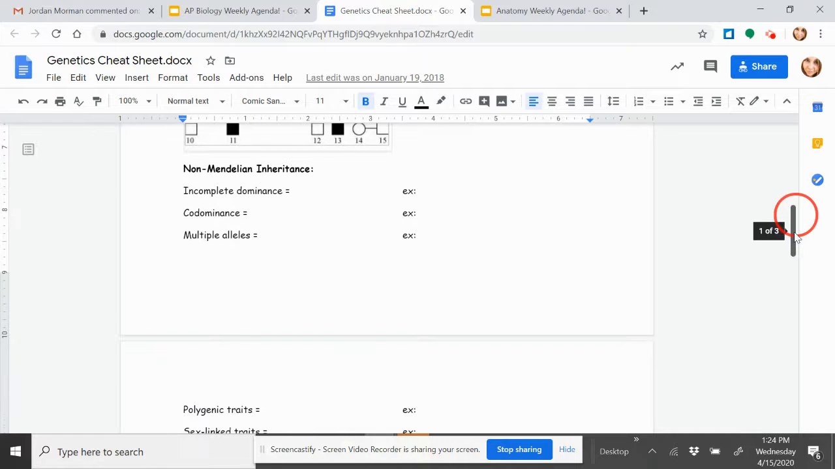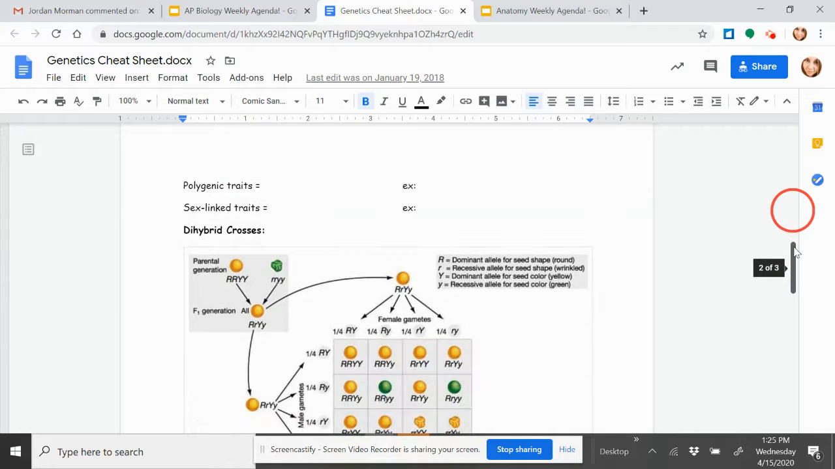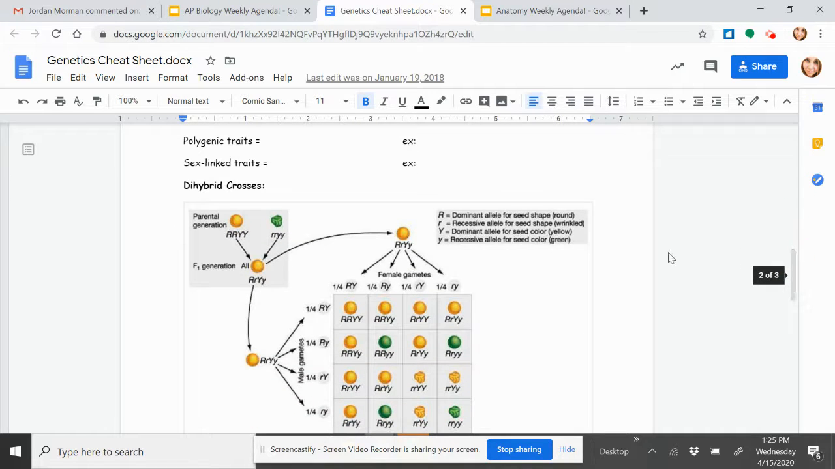So we have non-Mendelian genetics, where we have a couple of different terms. Incomplete dominance means it's not completely dominant. For example, if I cross a red flower and a white flower, that heterozygous combination would be a pink flower. Codominance, they're both dominant. For example, blood type. If you have an allele for type A blood and an allele for type B blood, that child would have codominance and they would have AB blood. Multiple alleles means there's more than two. Polygenic traits and sex-linked traits we'll get to a little bit later on.